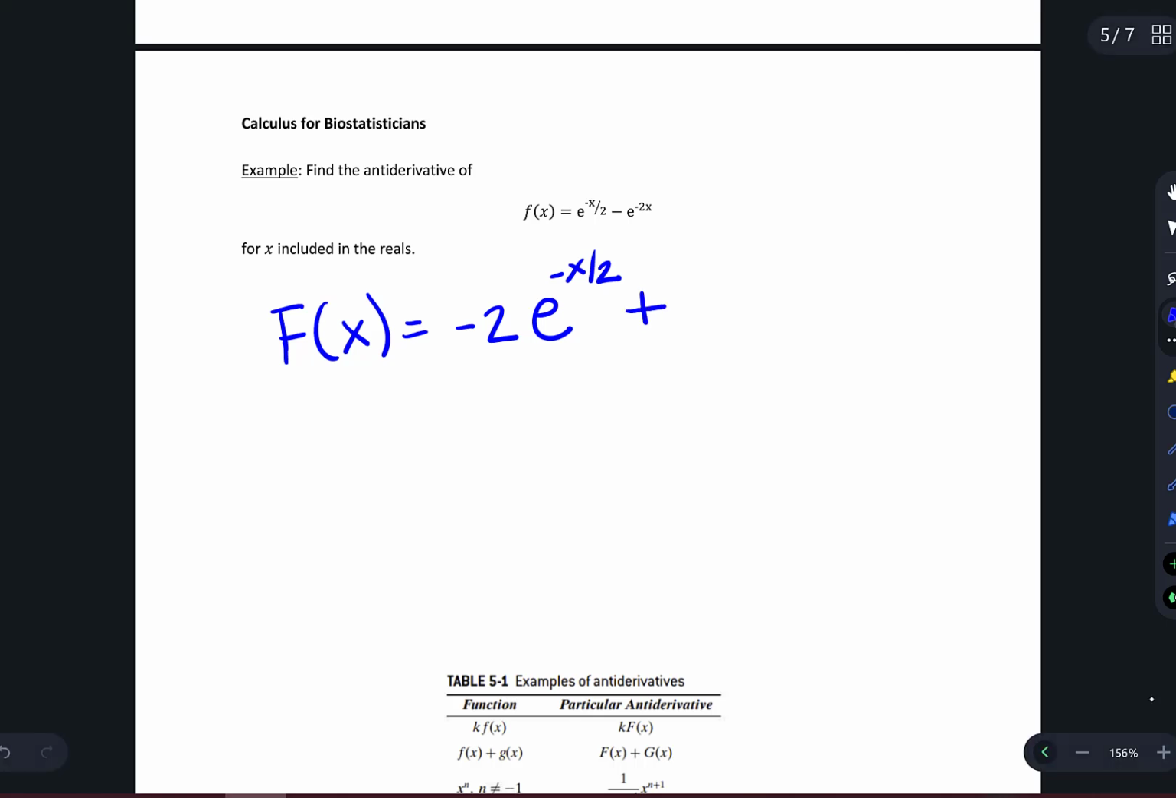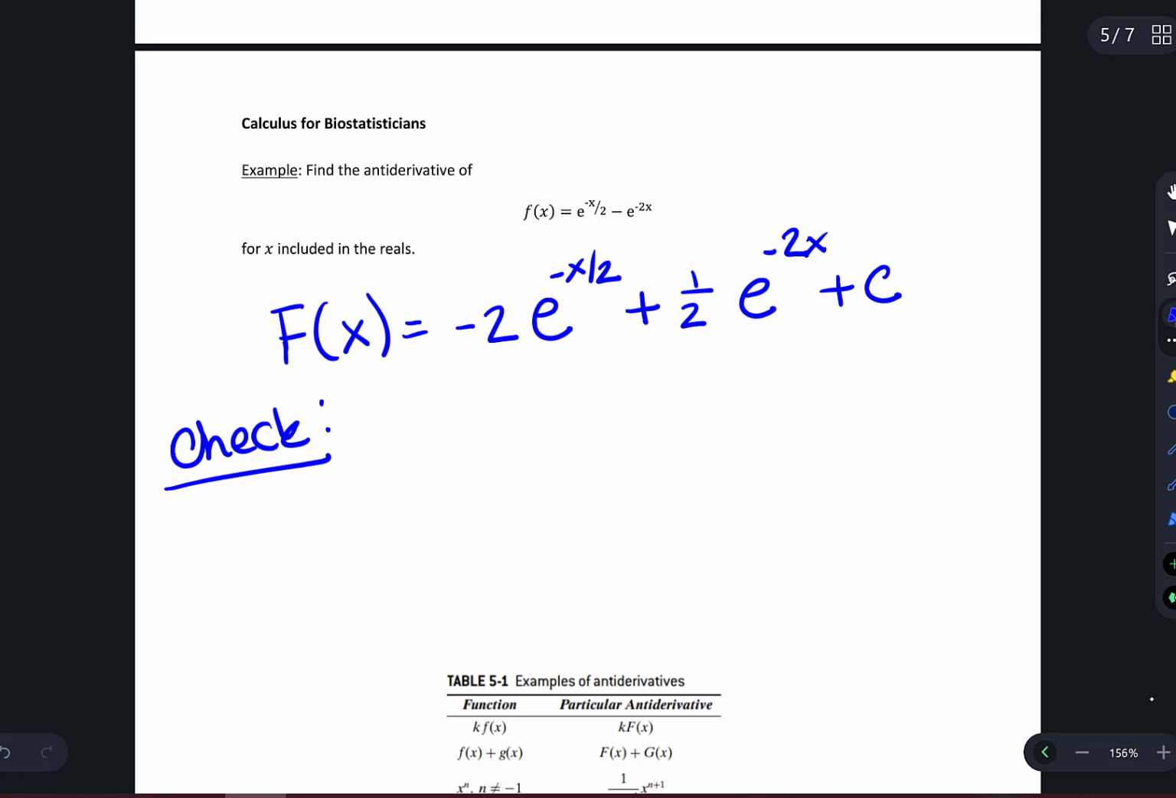And then very similar for the next term, I know I'm going to have an e to the -2x, but if I were to take the derivative of this, I would end up with e to the -2x times the derivative of -2x, which is a -2. But I don't want a -2 out front, I want a -1. So I can multiply by 1/2 here to make sure I get that.